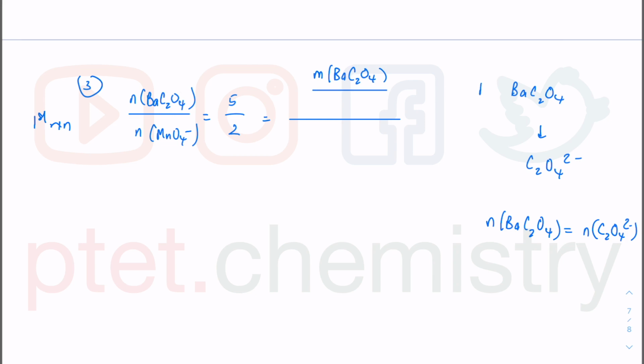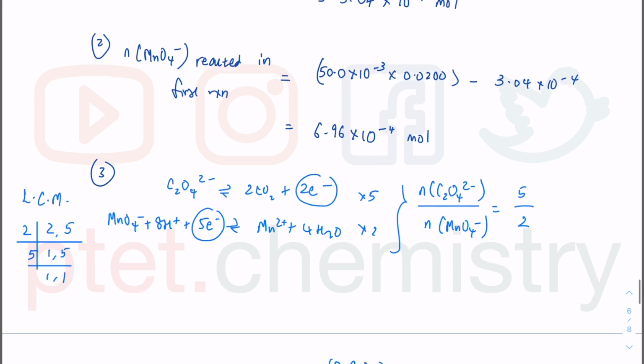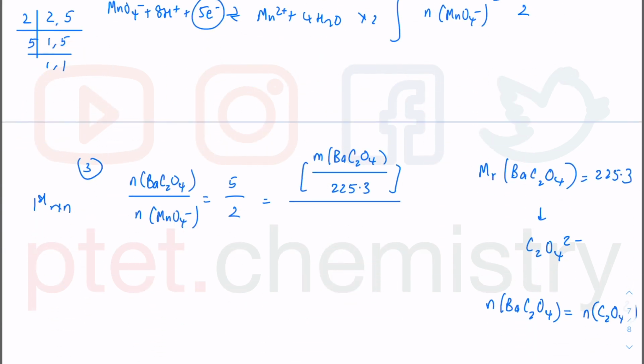So obviously I need the Mr of BaC2O4, which is given very conveniently in the question, 225.3, so I don't need to waste time and do that. So that's my mole of barium ethanedioate on top. At the bottom is how much MnO4 minus reacted in the first reaction, which was what I did in my difference there. Total KMnO4 put in minus the KMnO4 left at the end of the reaction that you do titration with iron 2 plus. 6.96 times 10 to the power minus 4 mole.